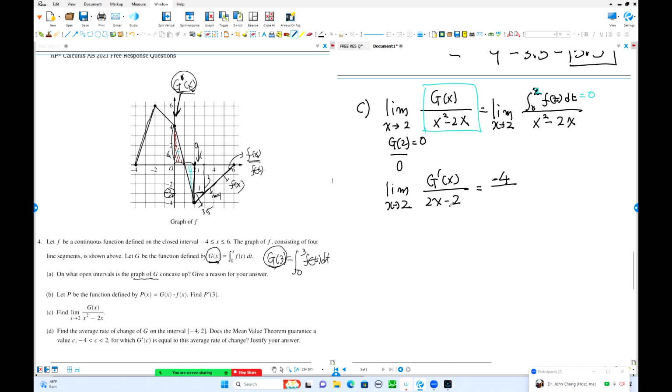Is it okay? G prime of 2 is negative 4. It is not 0 anymore, which is why we put this number in there. So 2 times 2 is 4, minus 2 is 2, right? So the limit value is negative 2. It's okay? That's the answer. This is L'Hopital's rule, okay?